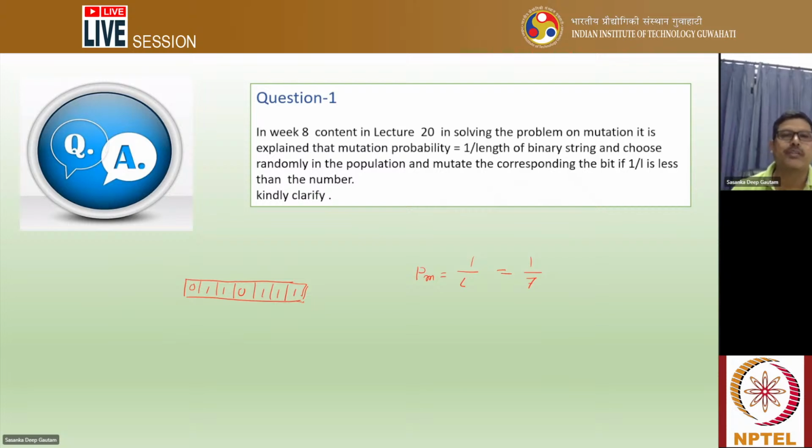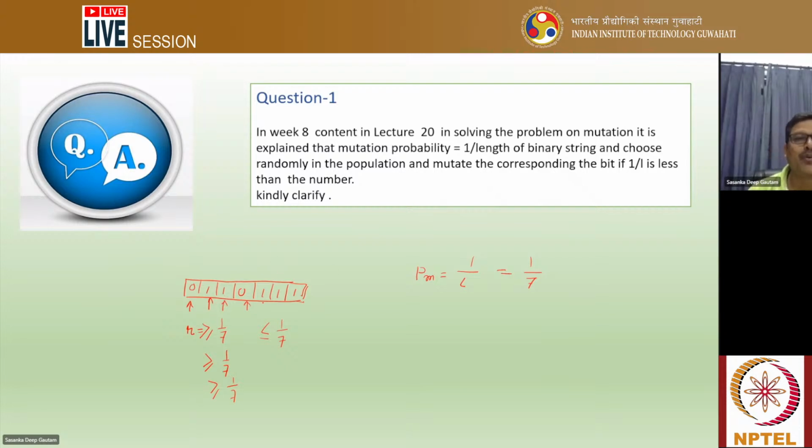The idea is that when you consider a mutation probability of 1 by 7, one of these 7 bits will be mutated. This is a probabilistic approach, so you will basically mutate only one bit. Suppose you are initially at the first bit and you generate a random number. If this random number is greater than or equal to 1 by 7, I will not mutate, and I will go to the next bit. If it is again greater than or equal to 1 by 7, I will not mutate and go to the next bit. But when it is less than or equal to 1 by 7, I will mutate that bit.